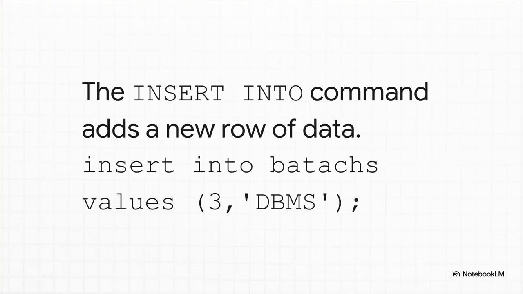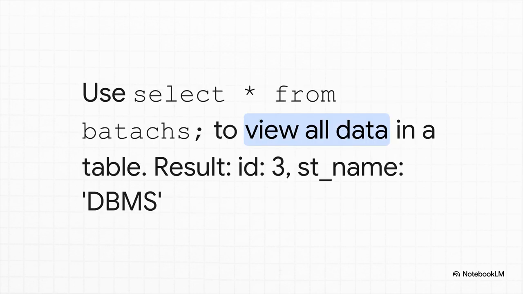So how do we actually do that? With this command, INSERT INTO. We're telling the database, go into the table and place these values into the columns we made, the number 3 for the ID, and the text DBMS for the name. So did it work? To see the result, we use SELECT *, which is just a fancy way of saying, show me everything from the table.